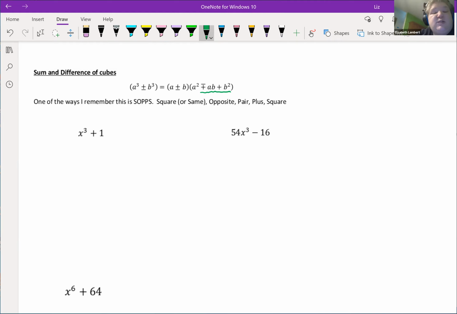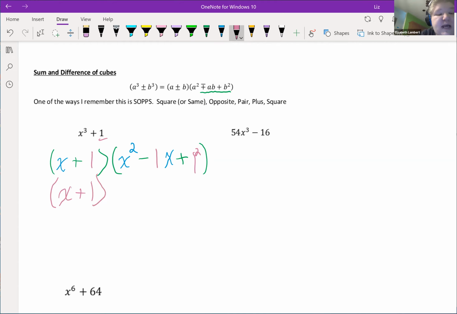All right, so x cubed plus 1. So our a is x, our b is 1, because 1 cubed is 1. One of the ways you can do it is you can jot in all the signs right away. Then this is going to be an x, this will be an x squared, this will have an x, and then our b is 1, 1, 1 squared technically, but that is 1.